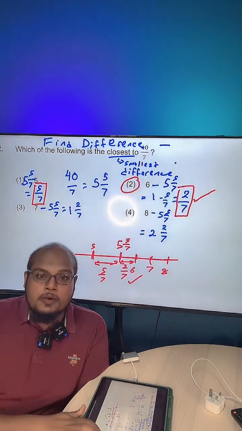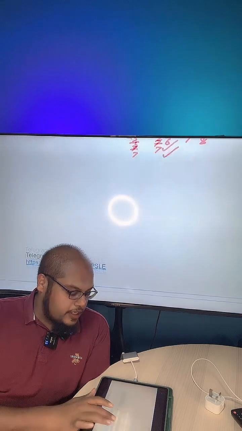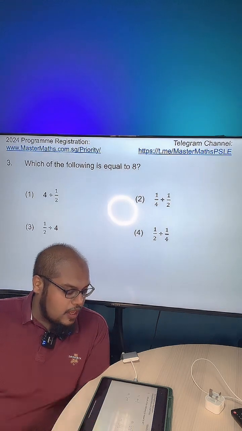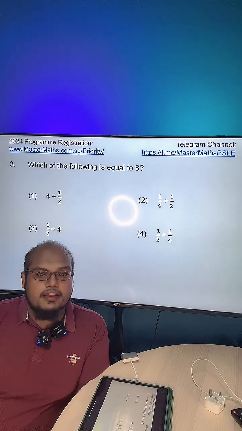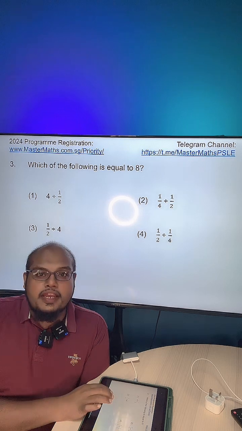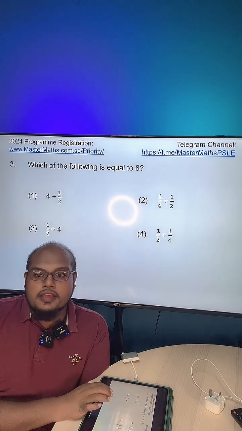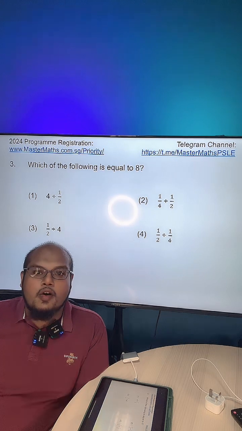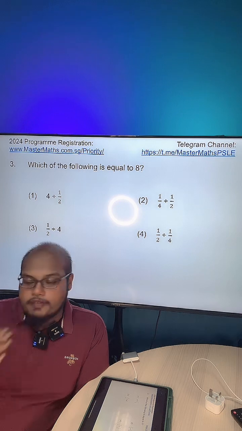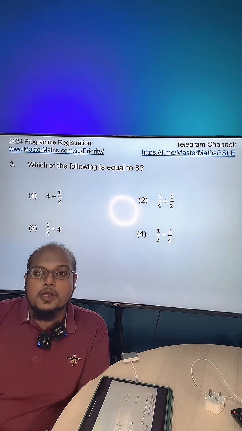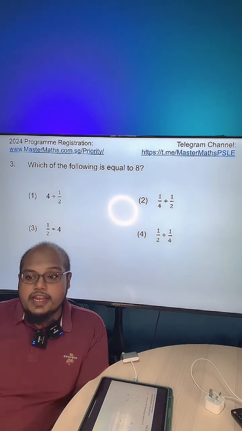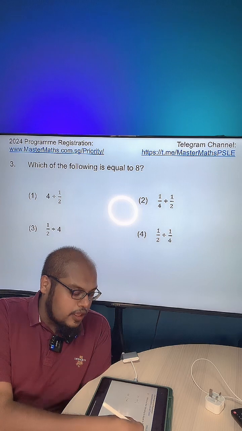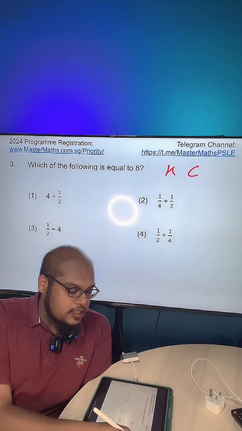Now we can go to question 3. Question 3, you see, dividing fractions. See here, there's a divide there. Some of you learned dividing fractions in primary 5 already. If you ever learned it in primary 5, most probably you will learn it in primary 6 also. It's not difficult, don't worry. When you are dividing fractions, you must remember this: keep, change, flip.